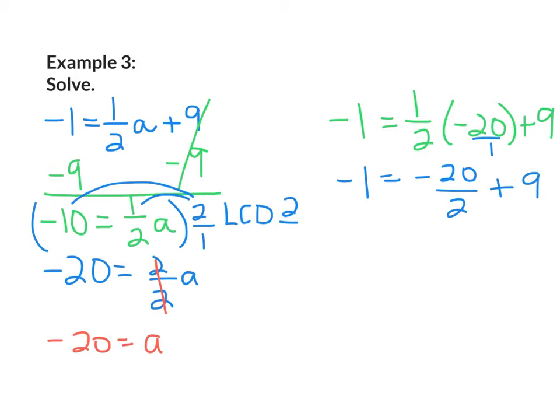So now I'm going to go ahead and divide. So I have negative 1 equals negative 20 divided by 2 gives me negative 10 plus 9. So I'm going to go ahead and bring down my negative 1 equals negative 10 plus 9 gives me negative 1. So negative 1 does equal negative 1, so it does check. So A does equal negative 20.